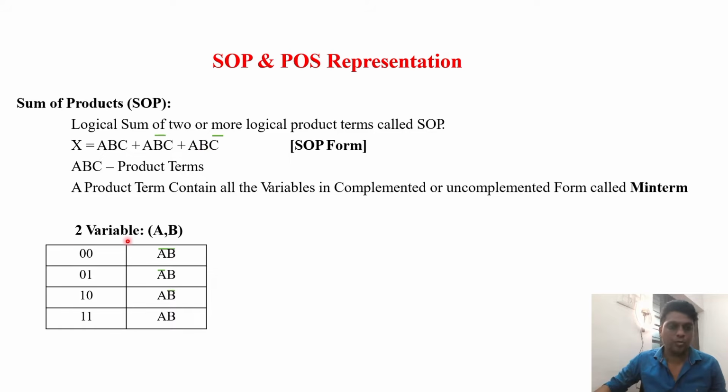In the case of 2-bit representation, A and B, we can represent the inputs as 00, 01, 10 and 11. These are all the input combinations. For 00, it is A bar, B bar. 01 is A bar, B. 10 is A, B bar. 11 is A, B. Everything can be represented in terms of products.